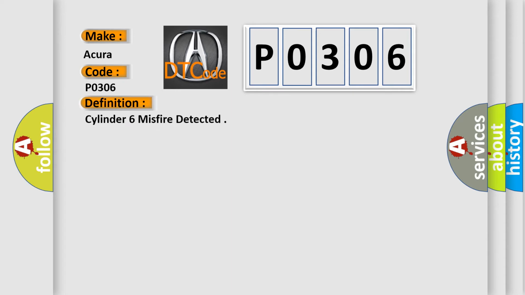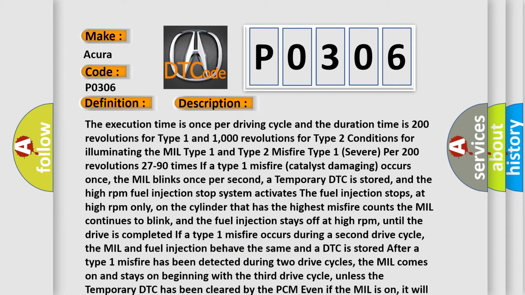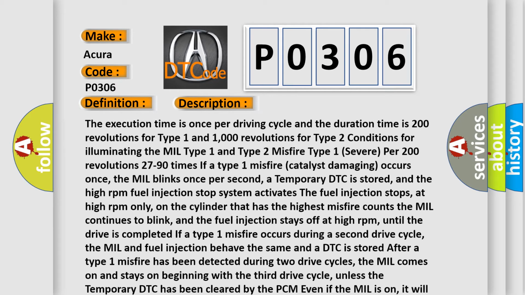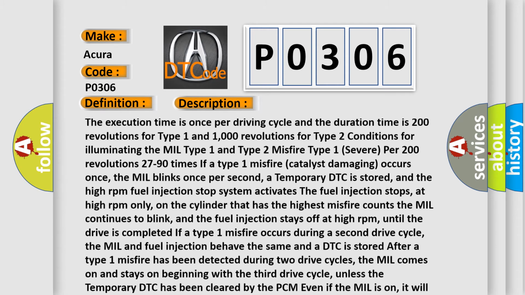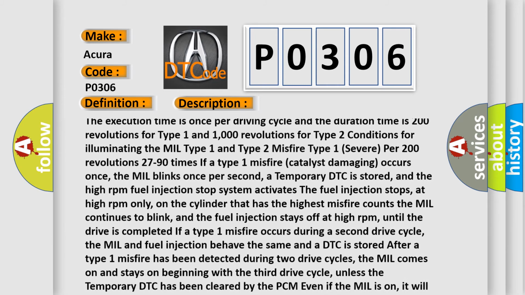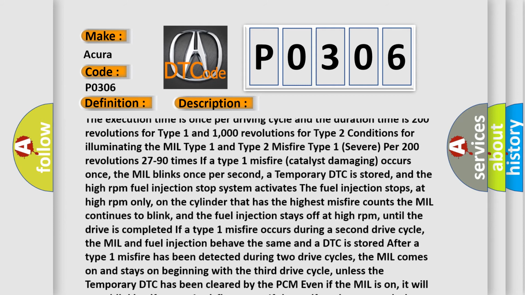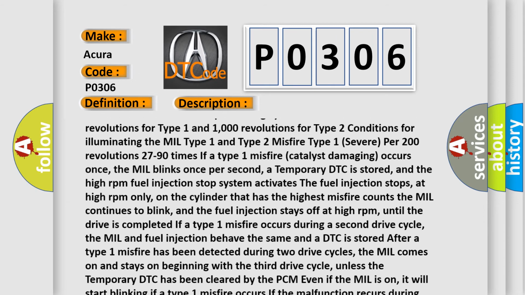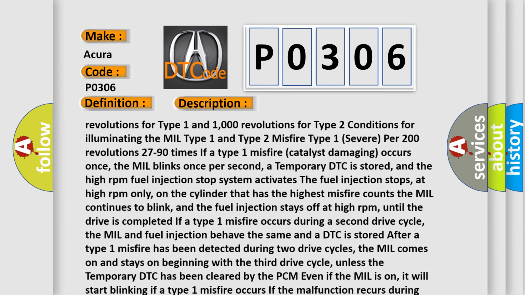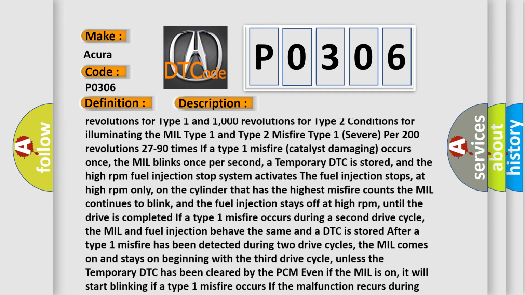The basic definition is cylinder 6 misfire detected. And now this is a short description of this DTC code. The execution time is once per driving cycle and the duration time is 200 revolutions for Type 1 and 1000 revolutions for Type 2. Conditions for illuminating the MIL: Type 1 and Type 2 misfire. Type 1, severe, per 200 revolutions 27 to 90 times. If a Type 1 misfire catalyst damaging occurs once, the MIL blinks once per second, a temporary DTC is stored, and the high RPM fuel injection stop system activates.